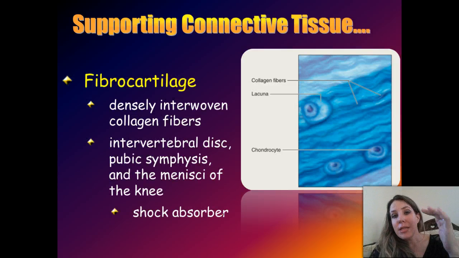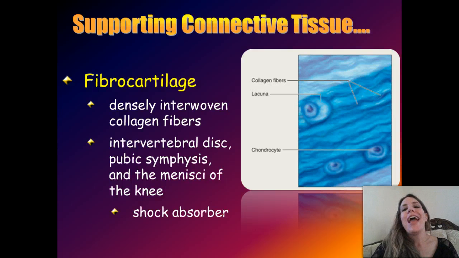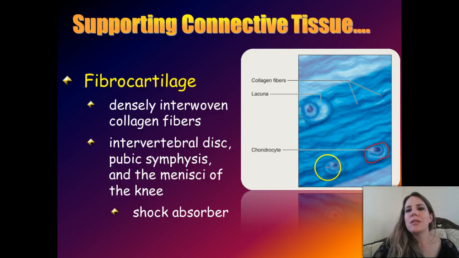Fibrocartilage is the second type of supportive connective cartilage tissue. Fibrocartilage is not found in a whole lot of places, and you can see it looks very different from the hyaline cartilage. There's a lot of ground matrix here. The lacunae with the chondrocytes are spaced more apart from each other, and you'll notice that the collagen fibers are a little bit wavy. They tend to be parallel, but they're a little bit wavy. So that is fibrocartilage.